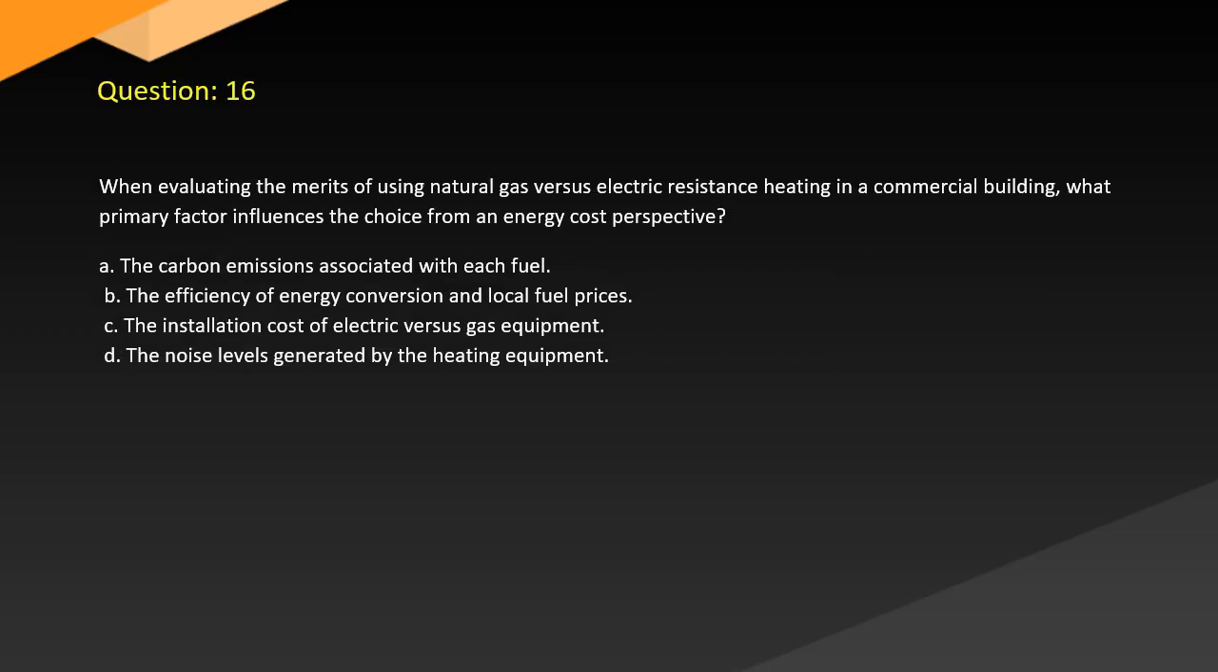Question 16. When evaluating the merits of using natural gas versus electric resistance heating in a commercial building, what primary factor influences the choice from an energy cost perspective? A. The carbon emissions associated with each fuel. B. The efficiency of energy conversion and local fuel prices. C. The installation cost of electric versus gas equipment. D. The noise levels generated by the heating equipment.